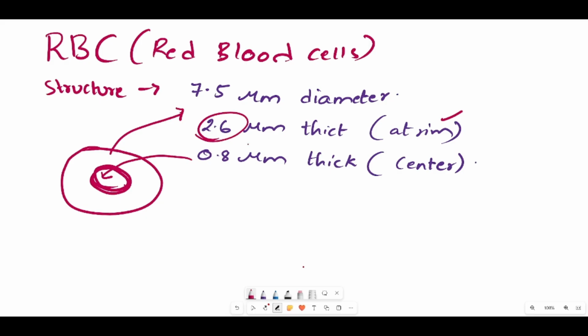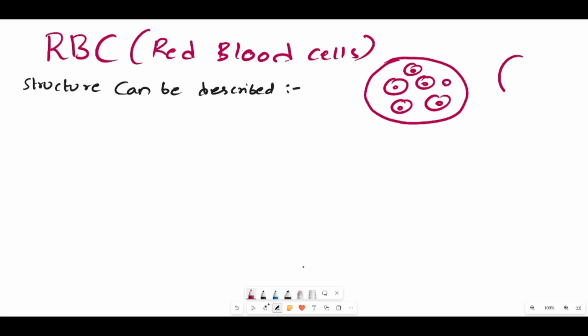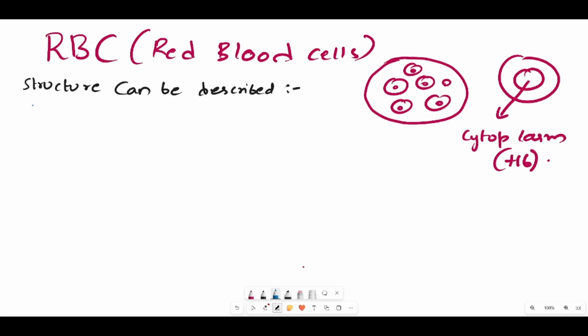Now let's describe its structure in detail. If you consider this as an RBC, it will have these kinds of structures inside. So this area will contain cytoplasm. This cytoplasm will contain hemoglobin in it. So as discussed earlier, this will have a biconcave shape and it will be small and round in shape.